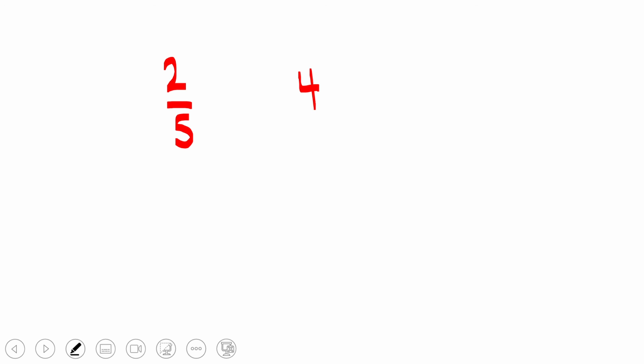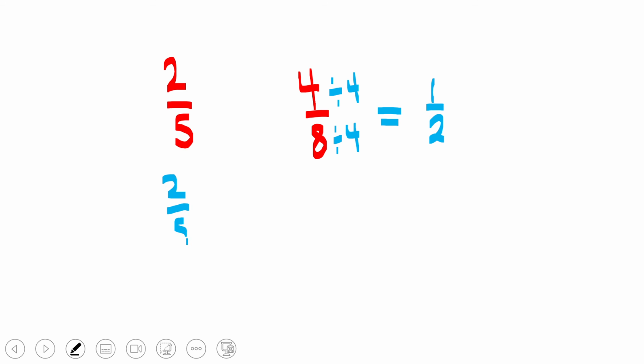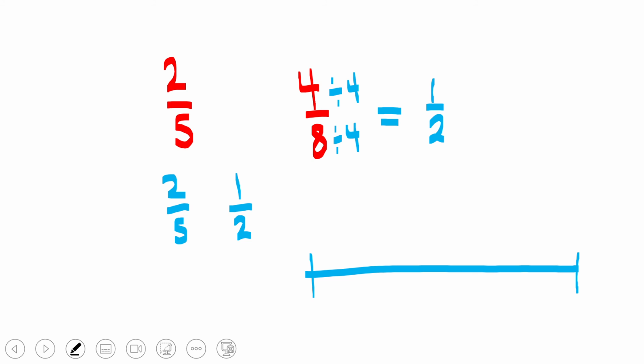Alright, if you're asked to use a number line to compare 2/5 and 4/8, let's think that through. 2/5 is reduced all the way. 4/8, we could divide by 4 on the top and divide by 4 on the bottom, and that equals 1/2. So now we're comparing 2/5 and 1/2 on a number line between 0 and 1. These are just fractions in between 0 on its way to 1.